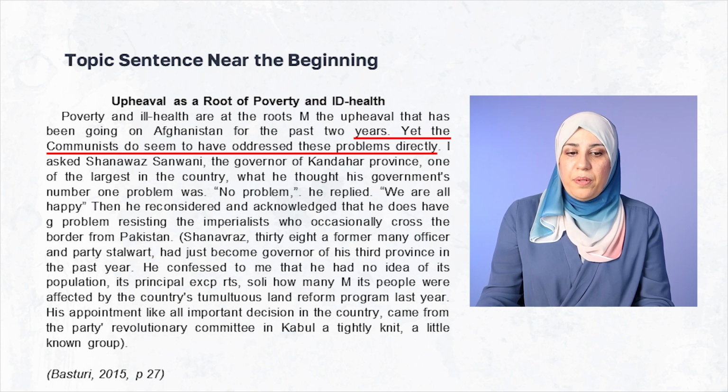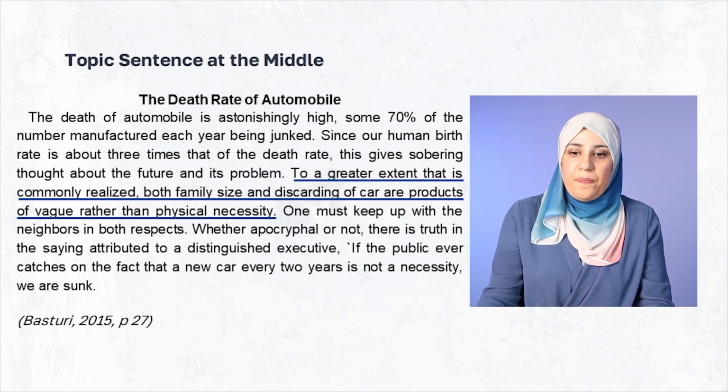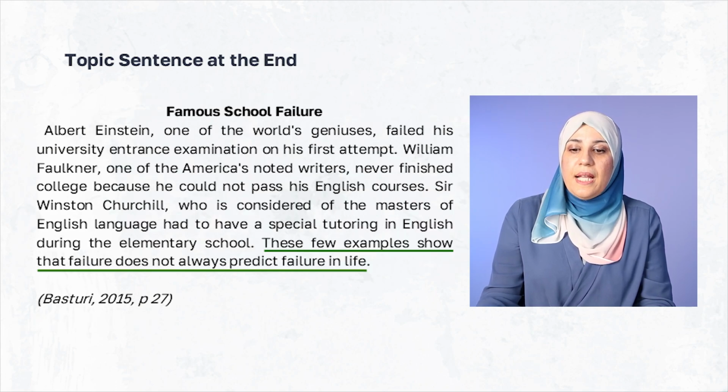In the second example, the topic sentence is near the beginning. It's not the first sentence, it's the second sentence, or somewhere between the beginning and the middle of the paragraph, as you can see in the underlined sentence. In the third example, the topic sentence is situated at the middle of the paragraph, as you can see on the screen. And in the last example, the topic sentence is situated at the end of the paragraph, and it comes as the last sentence, underlined in green.